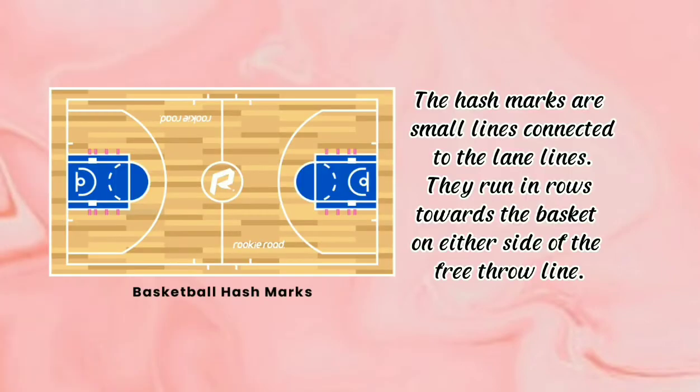Hash marks are a series of small lines connected to the edges of the paint. These are mainly used for non-shooting players to line up in between during free throws. They can also be used in play designs by coaches.